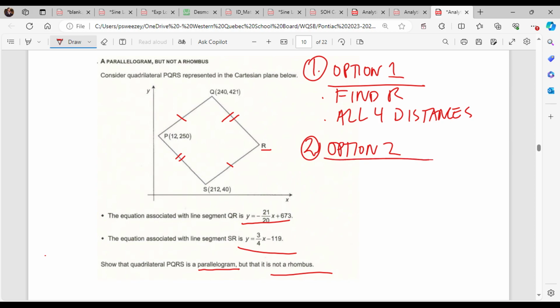So the second option, and you can tell me whether or not you like this, whether or not you understand it, is going to be this. In terms of looking at this, I already have the slope of this side here, negative 21 over 20. I already have the slope of this one, it's 3 over 4. How do I have that? They gave me the rules and I'm not an idiot. I can see them, so I just label them on there. Okay. I have those two slopes.